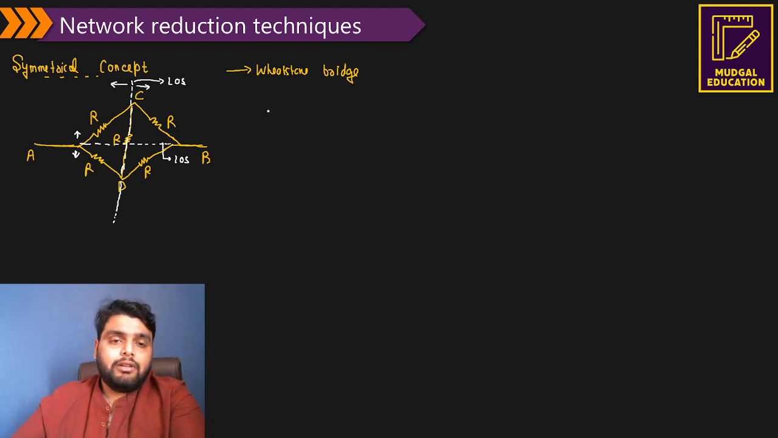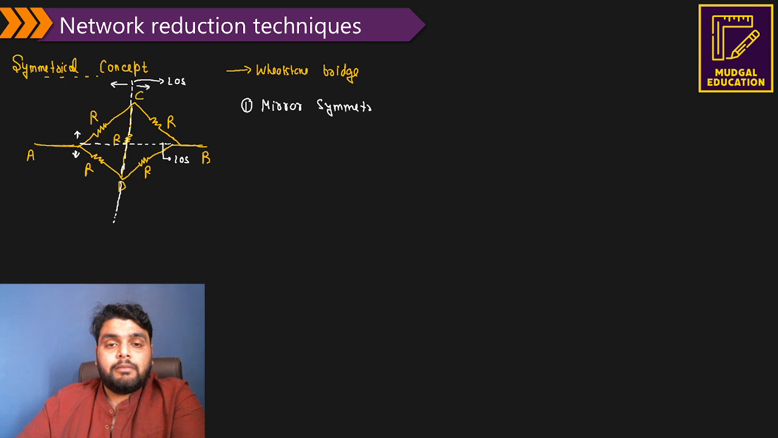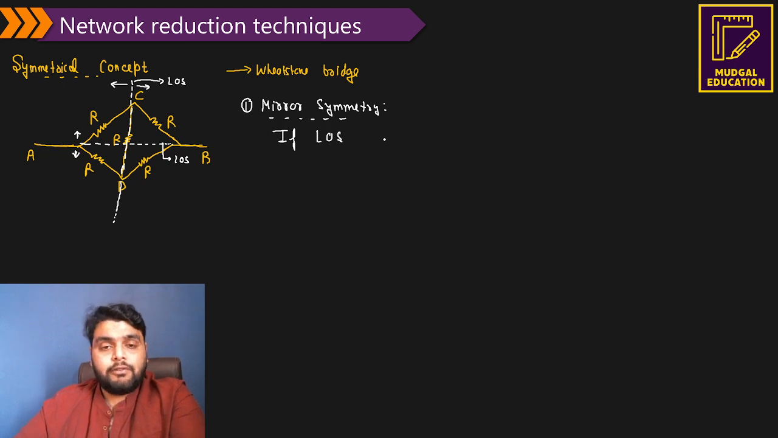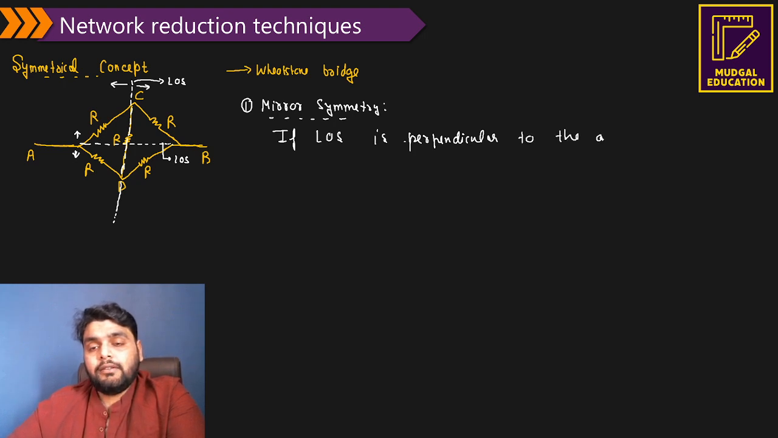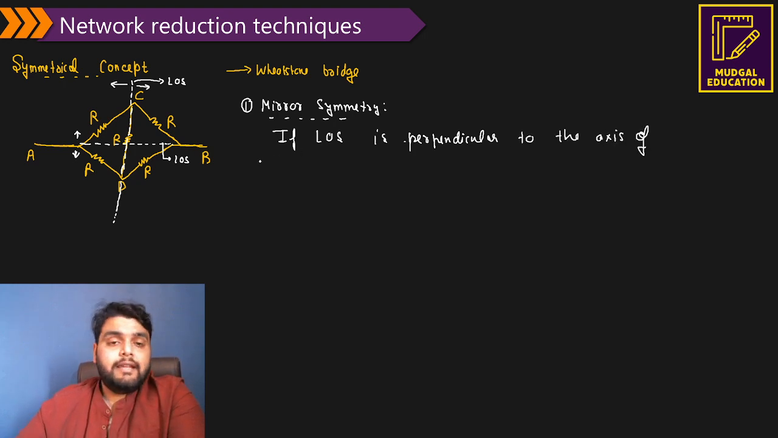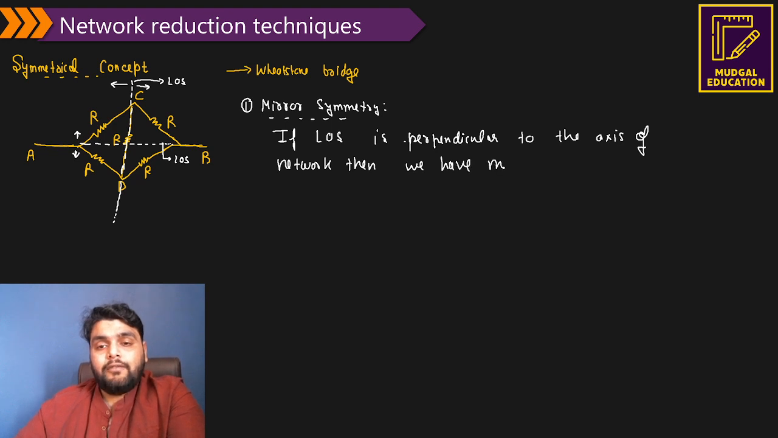Okay, now the symmetrical concept is basically divided into two parts. The first one is mirror symmetry. What is the meaning of mirror symmetry? LOS means line of symmetry. If the line of symmetry is perpendicular to the axis of the network, then we have mirror symmetry.